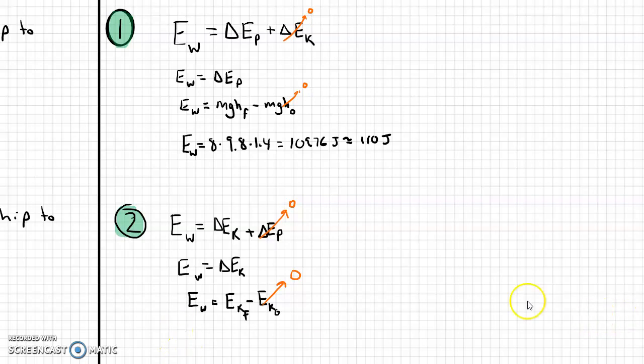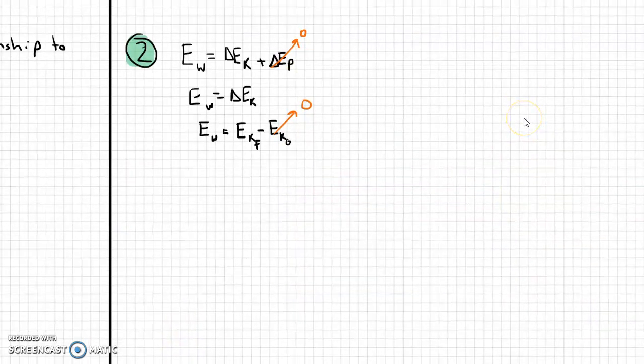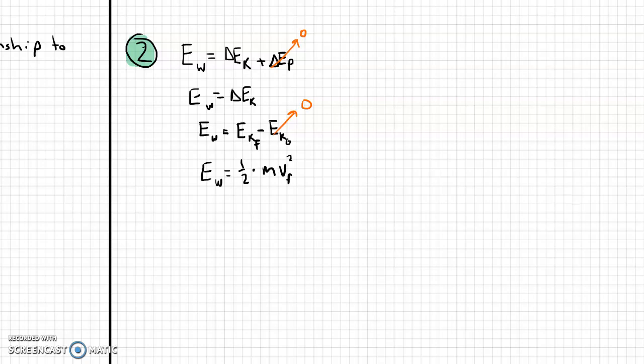After I substitute my numbers in, let me scroll this up here a little bit. I'm going to substitute in the numbers for this. I'm going to get 1/2 times mass times the final velocity squared. Okay, don't forget to do the squaring. That's often forgotten.